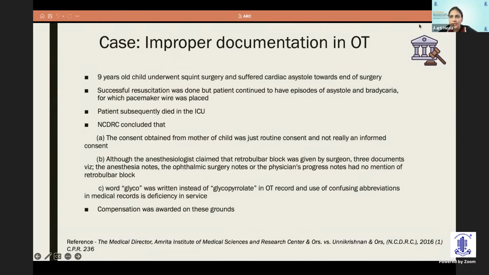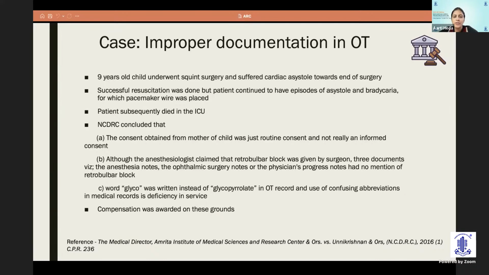So this is a very interesting case wherein a 9-year-old child underwent squint surgery and suffered cardiac asystole towards the end of the surgery. Successful resuscitation was done, but the patient continued to have episodes of asystole and bradycardia, for which a pacemaker wire was placed. Unfortunately, the patient died in the ICU. NCDRC concluded that the consent obtained from the mother of the child was just a routine consent and not really an informed consent.